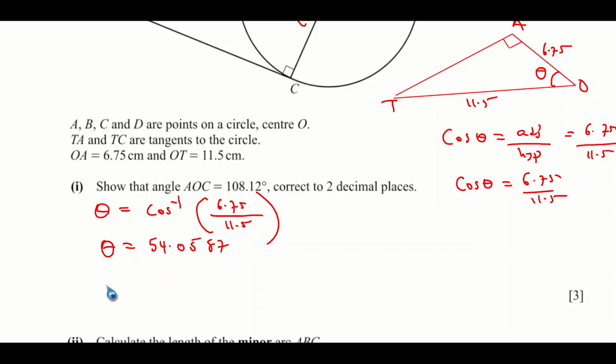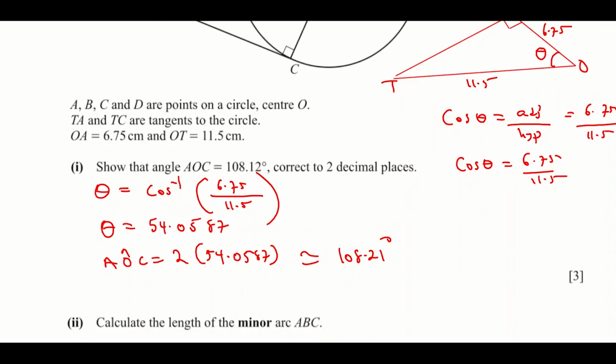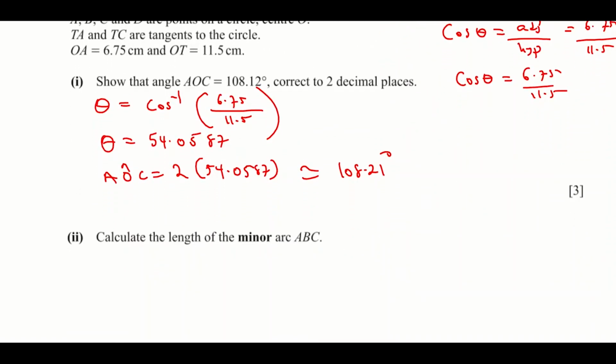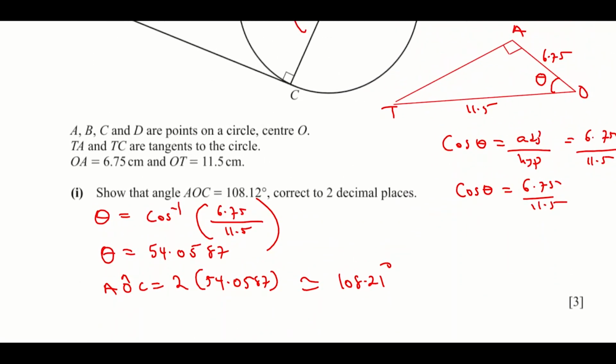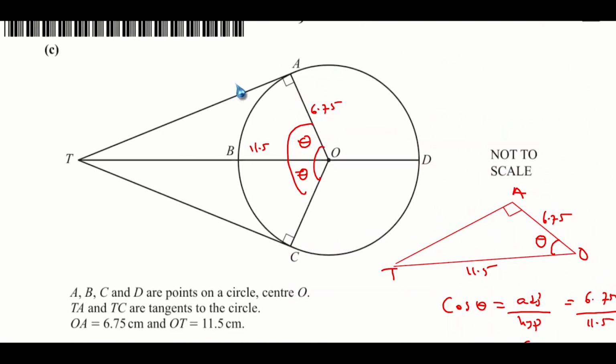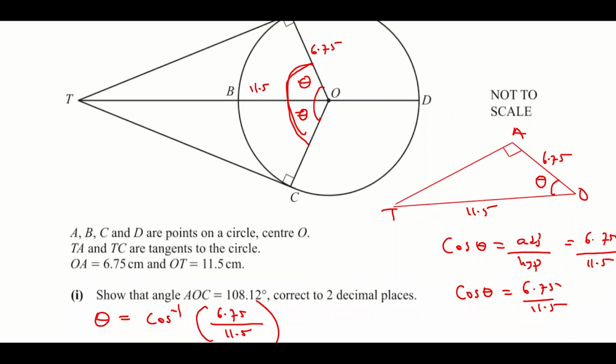And from here, angle AOC will be twice this, 2 times 54.0587. To 2 decimal places, that will be equal to 108.21 degrees. So that has been shown. Calculate the length of the minor arc ABC. So we need this angle, that is the value we just showed.